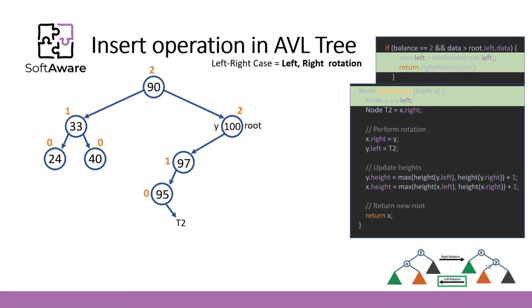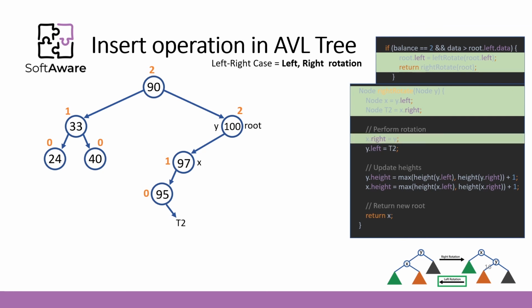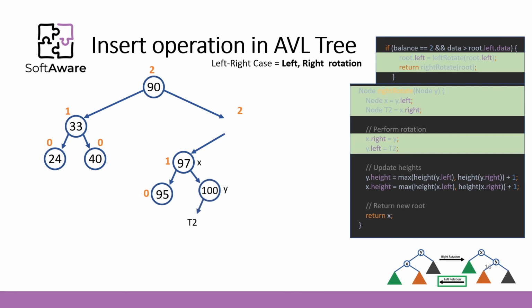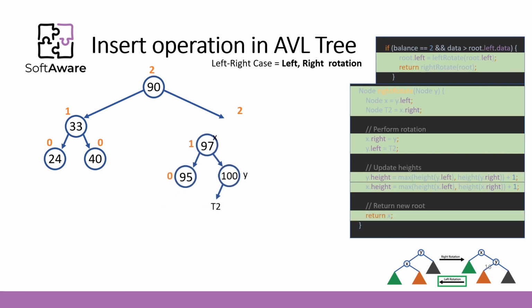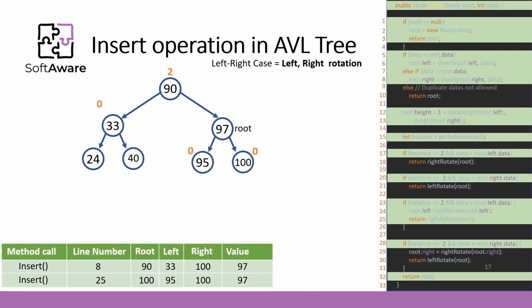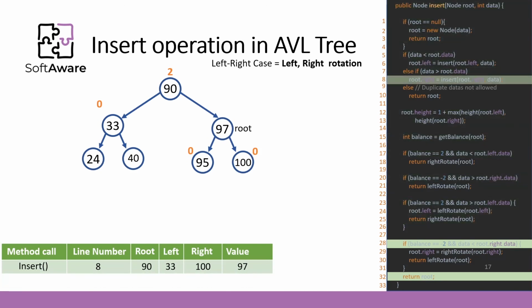Next, we do a right rotation, this time taking the root node, but not root.left. We perform the rotation and recalculate the height of relocated nodes. And we return our x as our new merged node. Here in this call, root.right now connects node 90 to node 97. We recalculate the heights and return from this method call and finish.